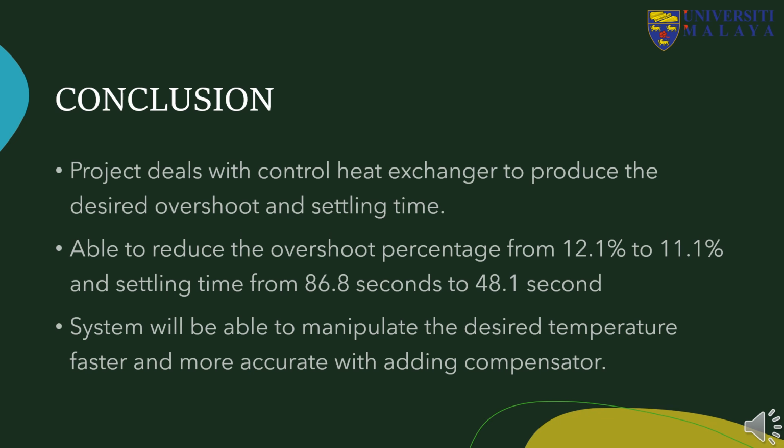In conclusion, this project deals with controlling the heat exchanger by using a compensator to produce the desired overshoot and settling time. From the analysis, we were able to reduce the overshoot percentage from 12.1% to 11.1% and the settling time from 86.8 seconds to 48.1 seconds. With the addition of the compensator, the system will be able to manipulate the desired temperature faster and more accurately.